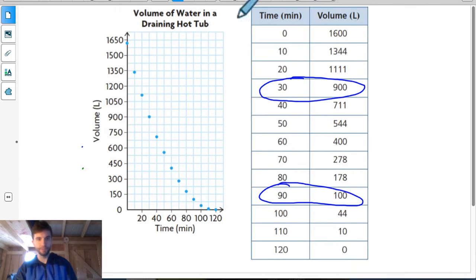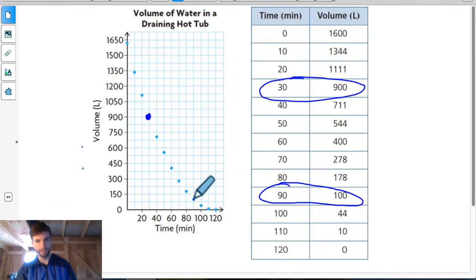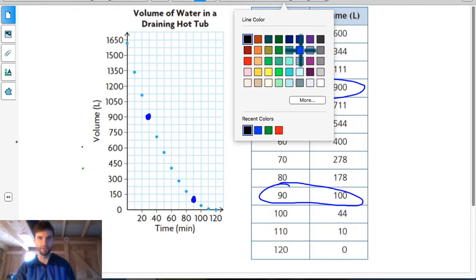Graphically, what are we finding? Well, where's the point when time is 30? It's right here. And where's the point when time is 90? Are we doing 90 or 60? Yeah, 90. When time is 90 is right here. So graphically, what we're trying to do is find the slope of the secant line that connects those 2 points.